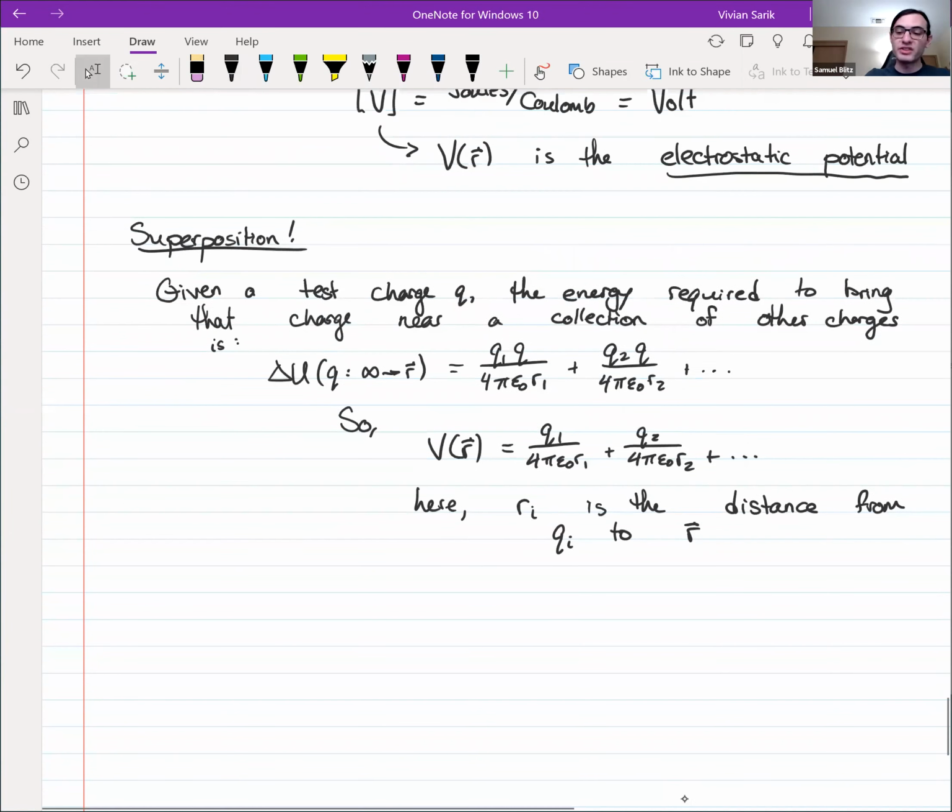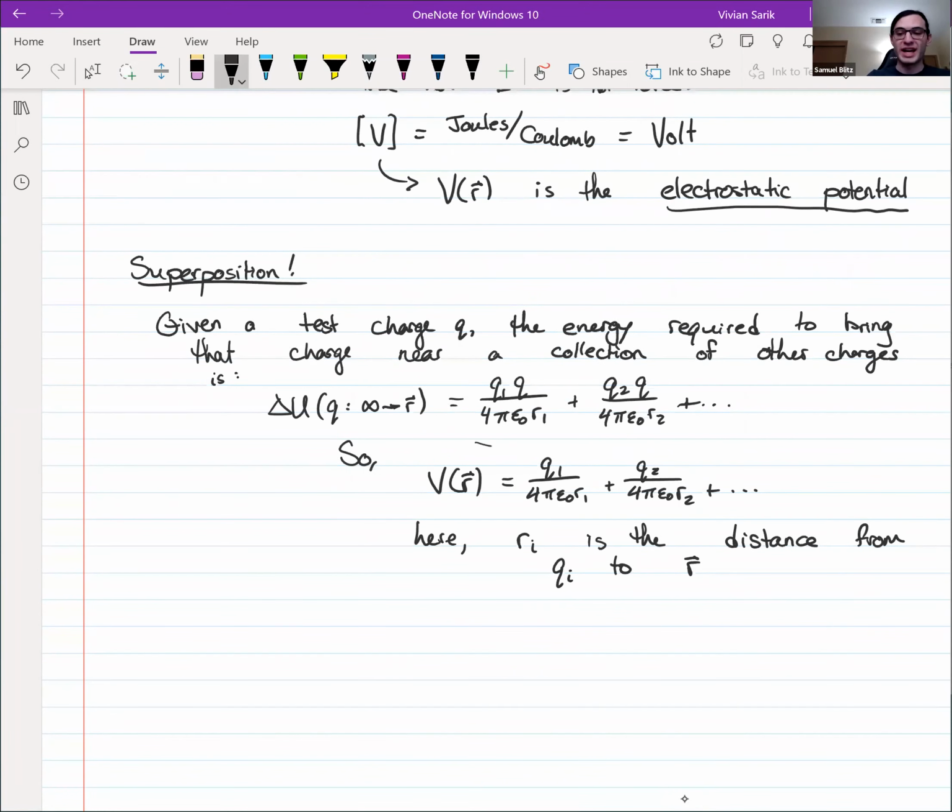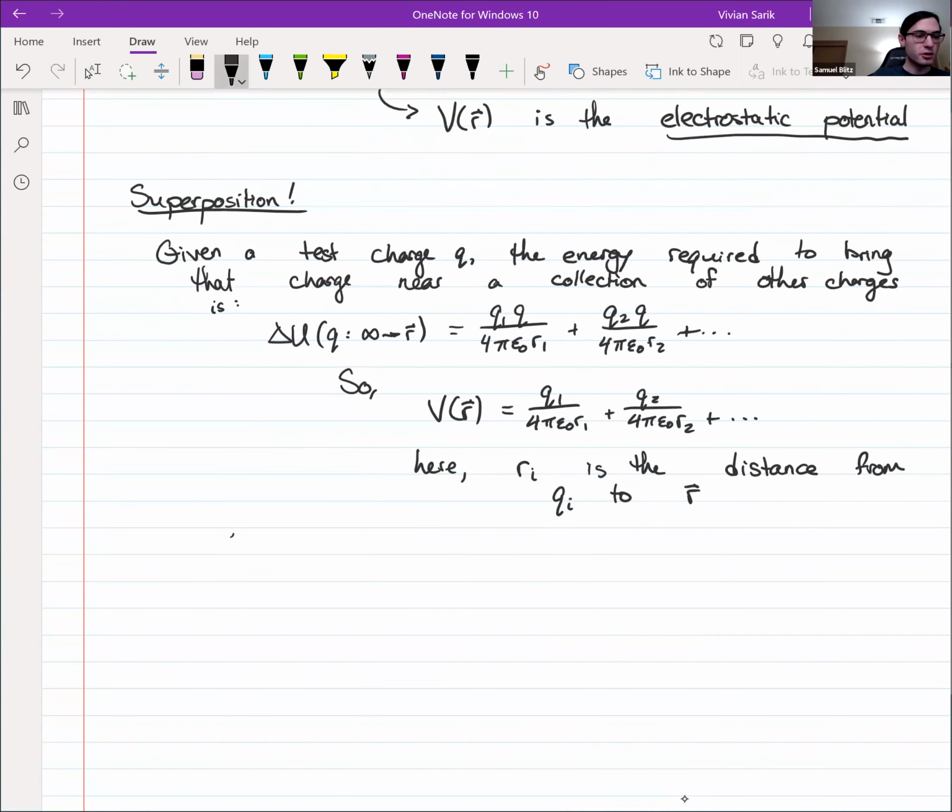And so this is just the potential energy. You just add up the energy from each of the contributing charges. And so what we find is that the electrostatic potential has the superposition property. So it's just V1 of R, that would be this first term here, plus V2 of R plus ... right? The electrostatic potential superposes.